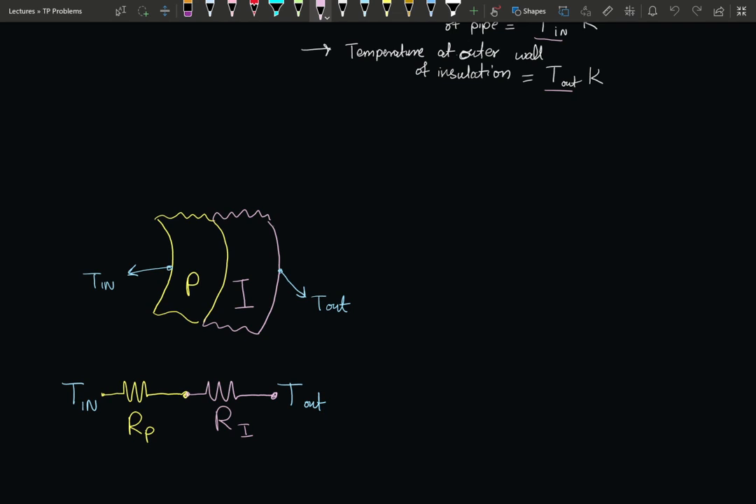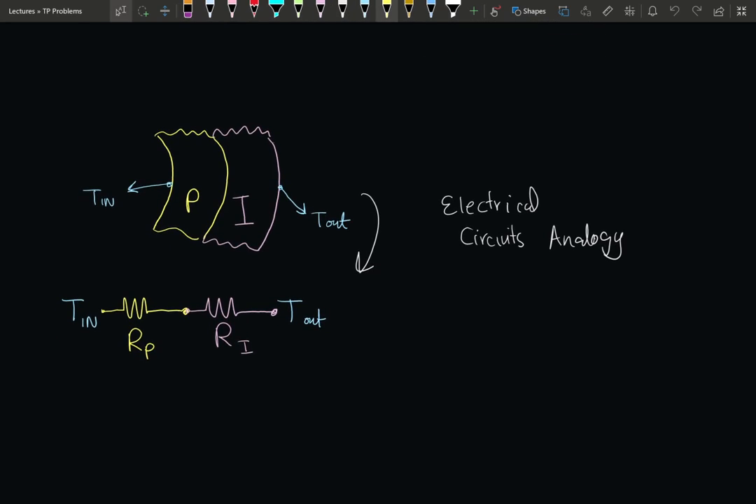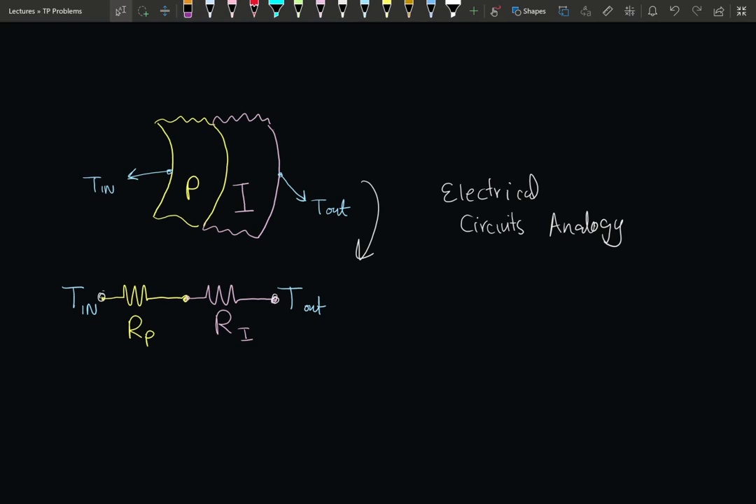This can be reformulated into a circuits problem using the electrical circuits analogy. Let's write that down. Using the electrical circuits analogy, we can really simplify our analysis. We have the temperatures that we have been specified. Temperature is our driving force, T_in minus T_out. That's going to be the driving force for heat transfer. And there are two resistances in series: the copper pipe and the insulation are thermal resistors, essentially.